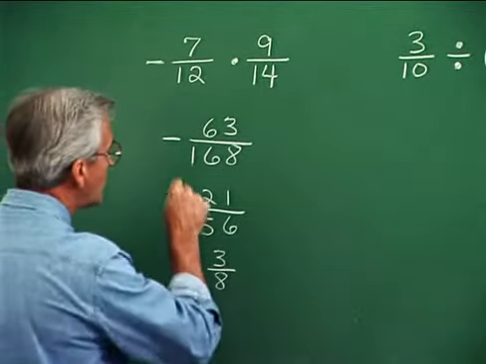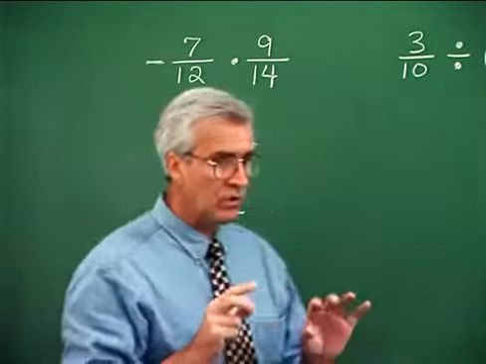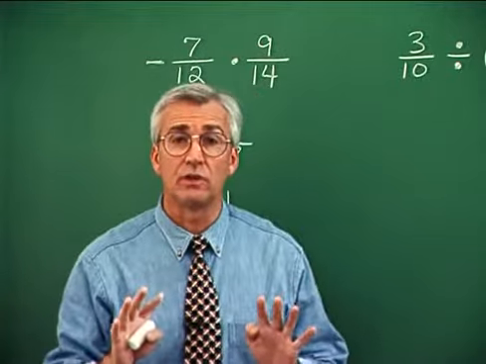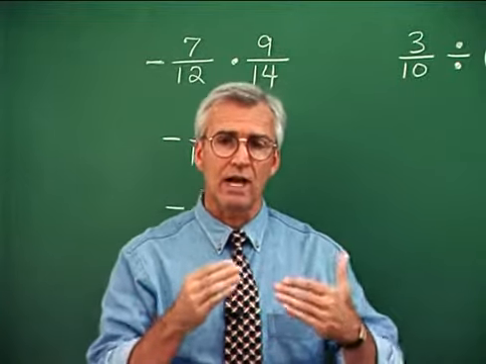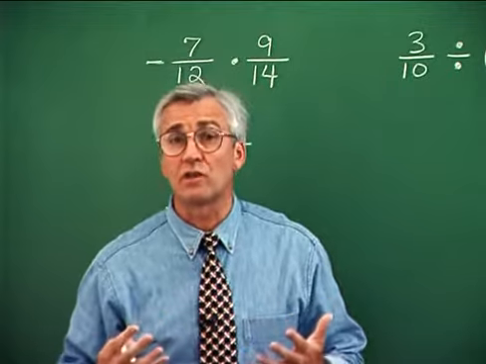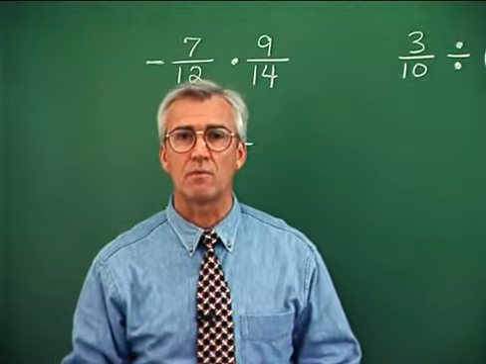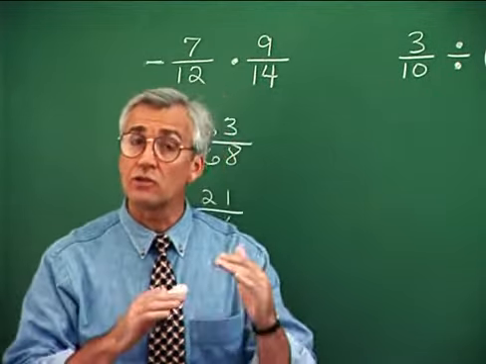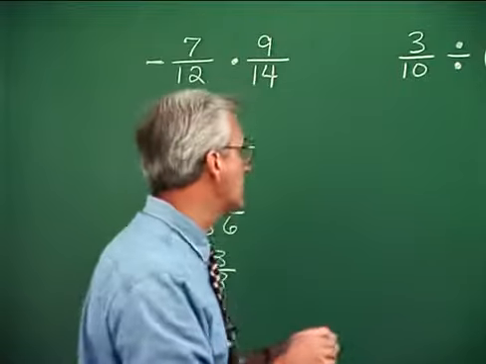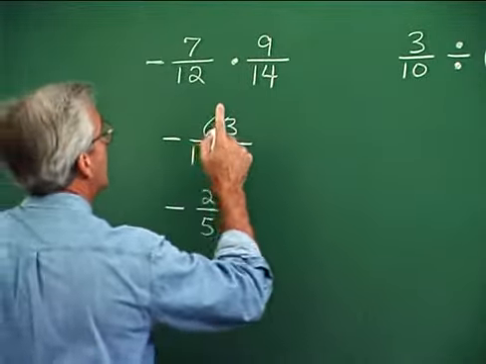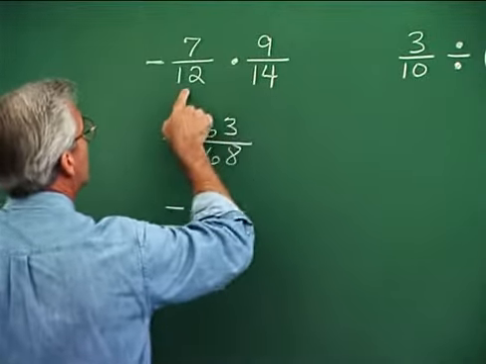Now, this is what happens a lot of times when you don't take advantage of cancellation opportunities. You get into a mess where you've got to go through a lot of this reduction of the fraction at the end of the problem. It's a little easier, because you're dealing with smaller numbers, to look for the cancellation opportunities. And here we see a couple of them. The 9 and the 12.